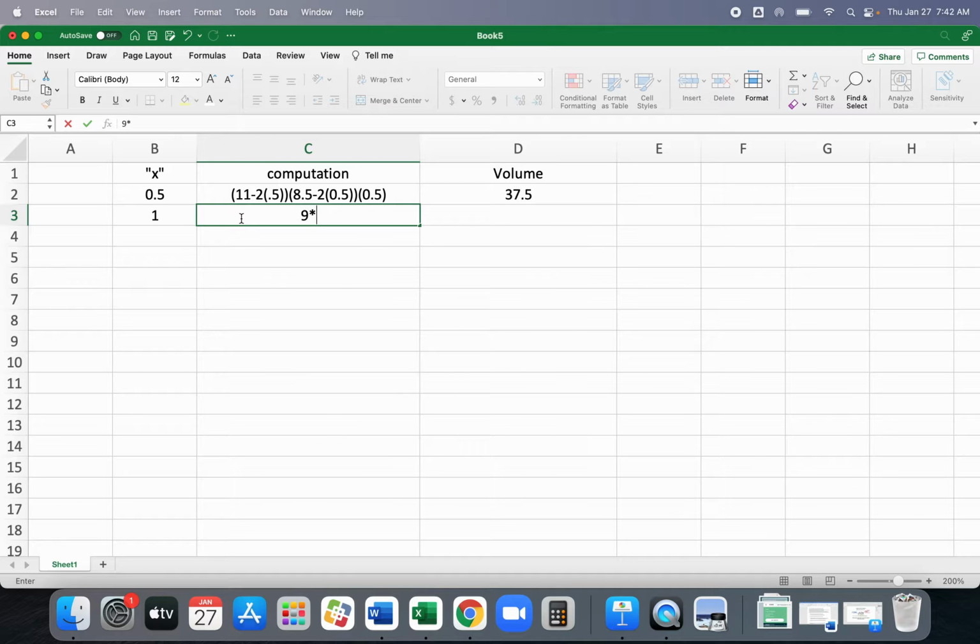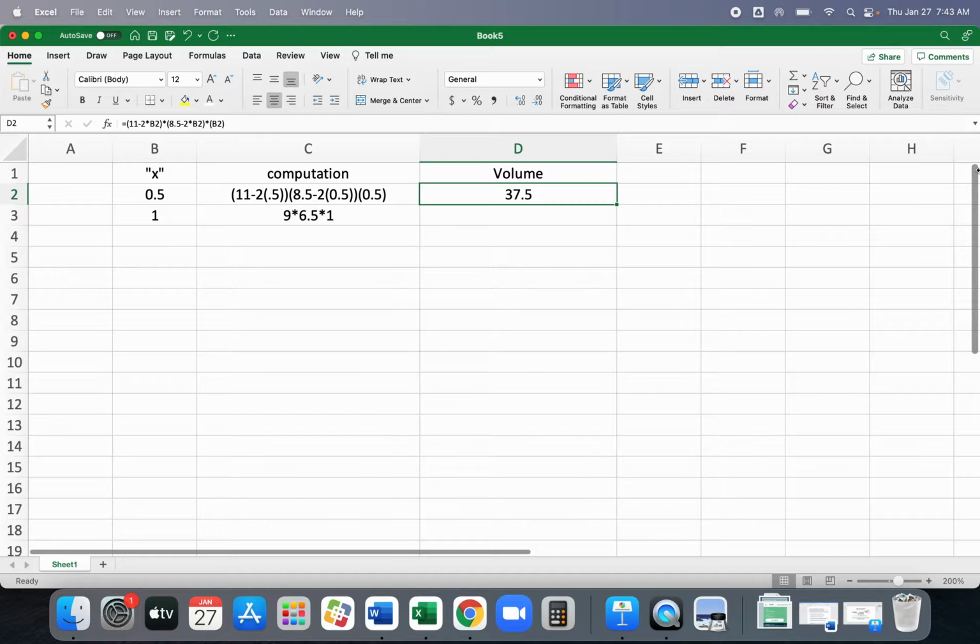And I'm not going to have this compute. I'm just going to leave it out here. I'm going to do 8.5 minus 2 times 1. So 8.5 minus 2. And the depth of the box is now 1 inch, right?